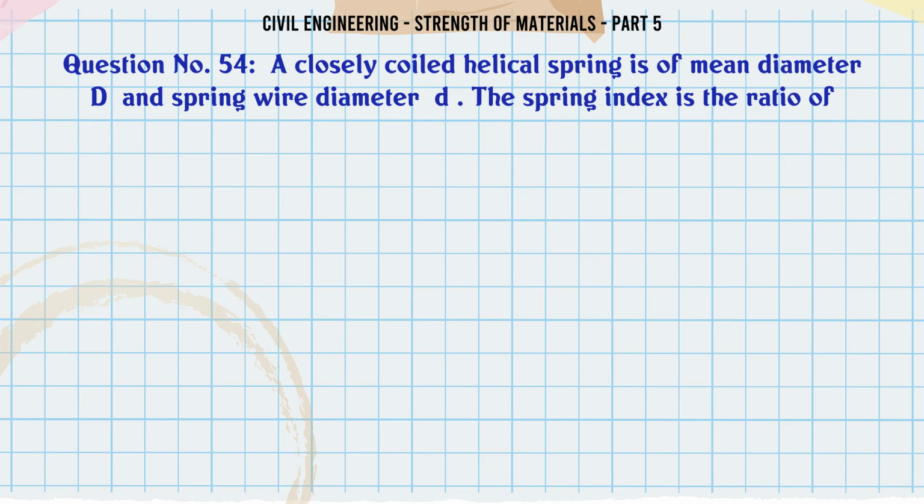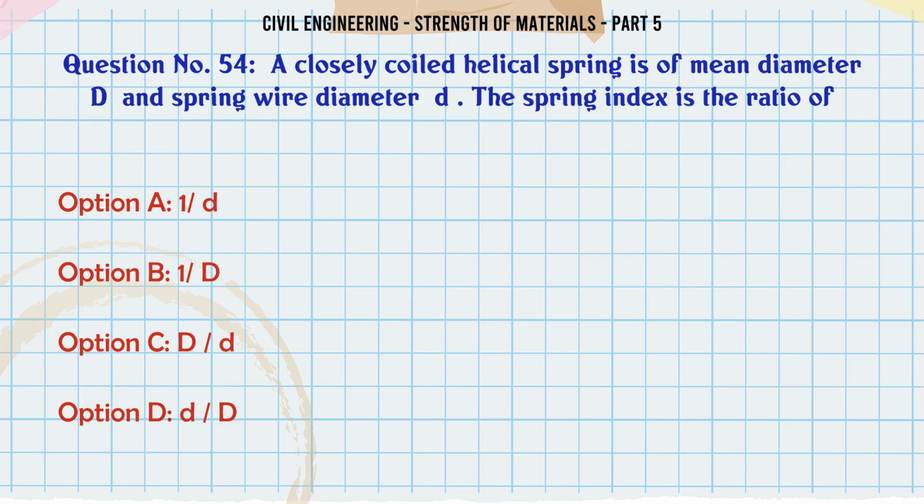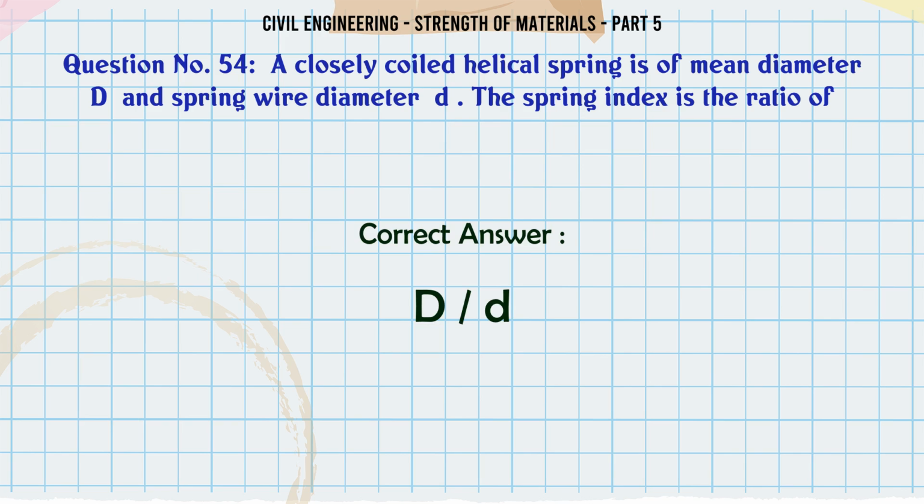A closely coiled helical spring is of mean diameter D and spring wire diameter d. The spring index is the ratio of A. 1/D, B. 1/d, C. D/d, D. d/D. The correct answer is D/d.